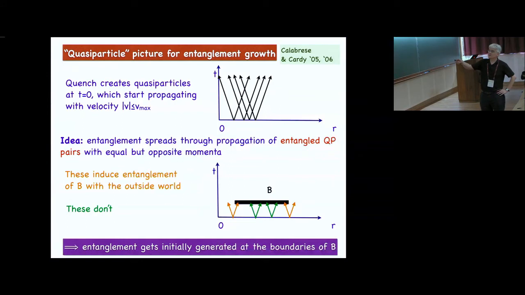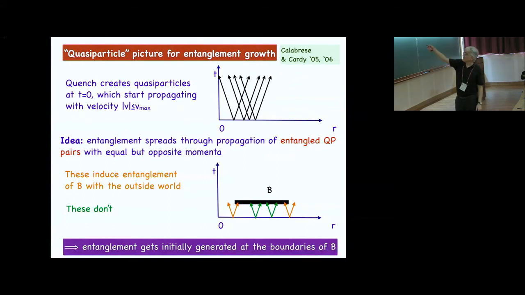This is very similar to the quasi-particle picture for connected correlations, and was also developed by the same two people, Pasquale Calabrese and John Cardy. Again, the starting point is a quench which creates quasi-particles at time t equal to 0, which start propagating with some velocities. Once again, let's assume that your quench creates these quasi-particle pairs with equal but opposite momenta at time t equal to 0. So the same starting point as for the connected correlations.